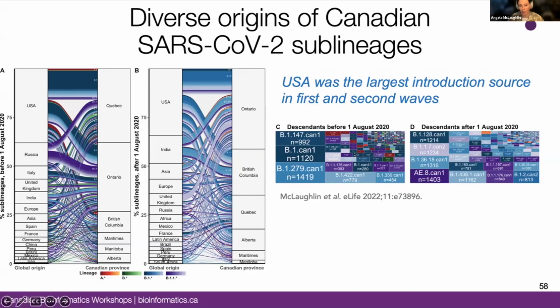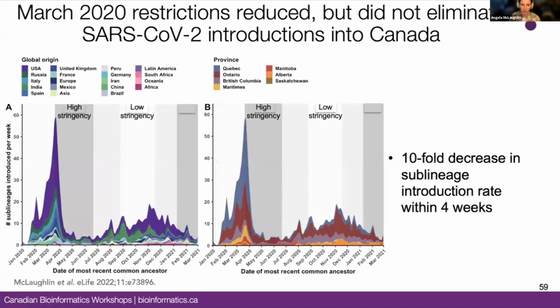And then I also looked at the size of these sublineages in the first and second waves. We actually saw that there was a turnover from the first to the second wave, from one set of sublineages to a different set of predominant sublineages, with the first detection of the alpha variant B.1.1.7 in the second wave of SARS-CoV-2.